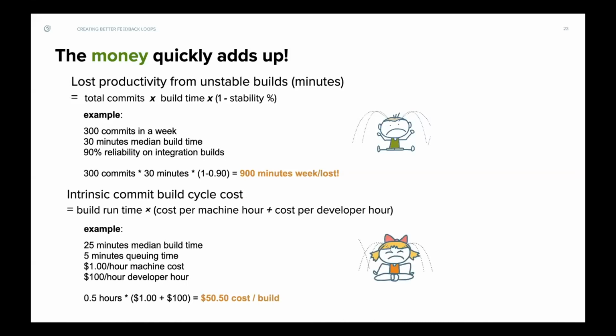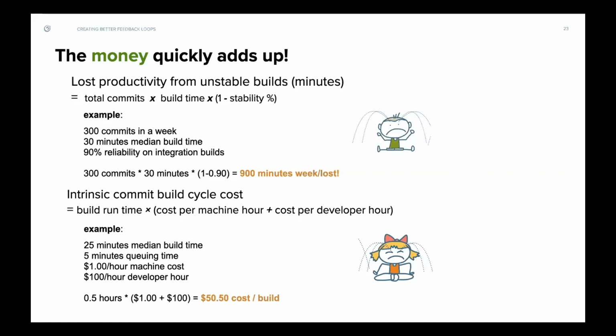Let's look at the intrinsic commit build cycle. Here's another interesting one. Build runtime, maybe 25 minutes, times the cost per machine hour on EC2 or Azure or Google, what have you, plus the cost per your development hour. Let's say it takes 25 minutes to build. Let's say your system queues for 5 minutes, $1 per machine hour, $100 for your developer hour, and that might be generous or it might be low.